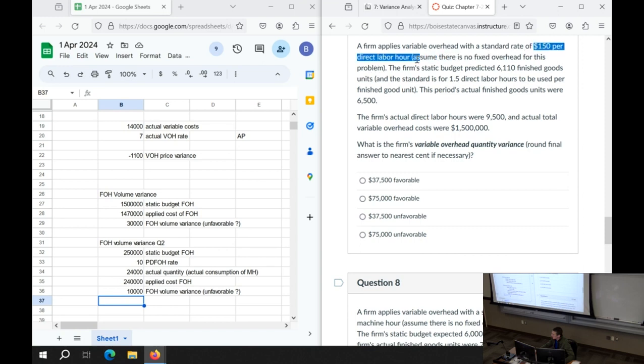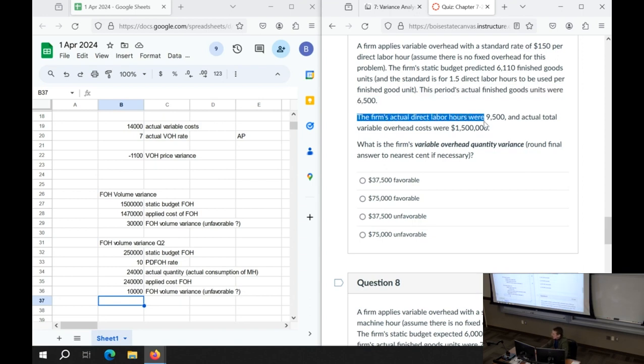So this is our PDOH. It's also our PDVOH. Right? I just, with that parentheses, made it so you don't worry about that. Don't worry about trying to split up PDOH into variable and fixed components. The firm's static budget predicted 6,110 finished goods units, and the standard is for 1.5 direct labor hours to be used per finished goods unit. This period's actual finished goods units were 6,500.